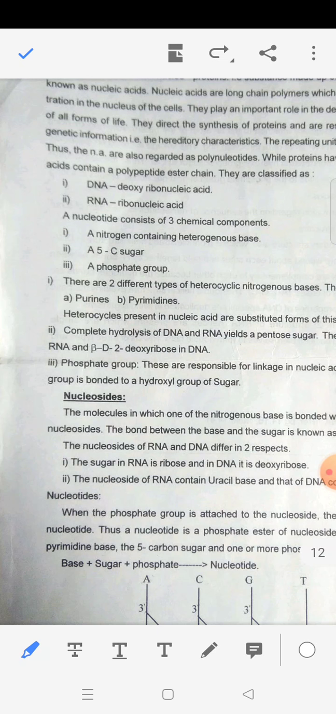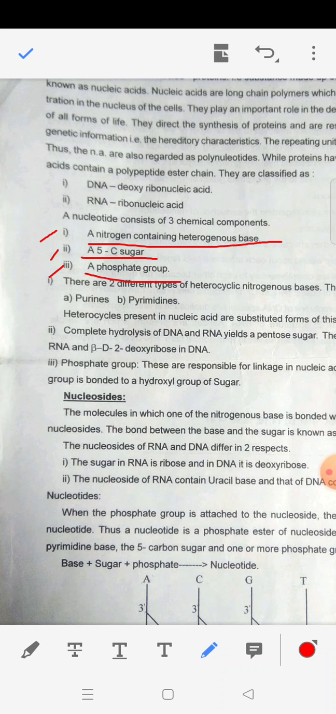So upon hydrolysis, DNA and RNA are found to give you three components. One is a nitrogenous base, heterocyclic base, a 5-carbon sugar, and a phosphate group. The 5-carbon sugar in DNA is deoxyribose sugar, and in RNA it is ribose sugar. Phosphate is common in both of them. Then what is the nitrogenous base here?